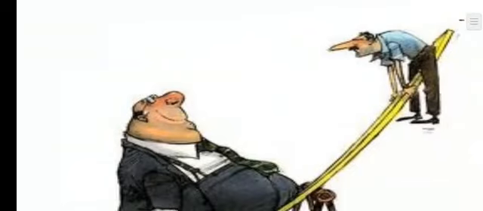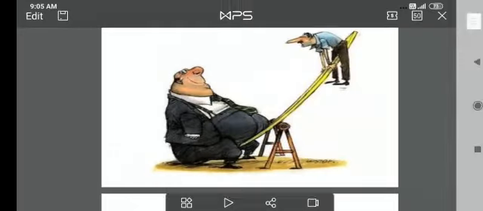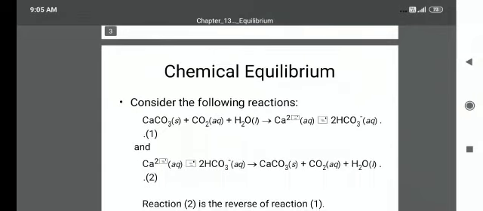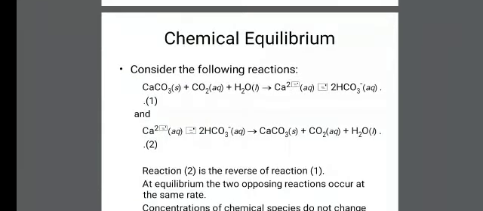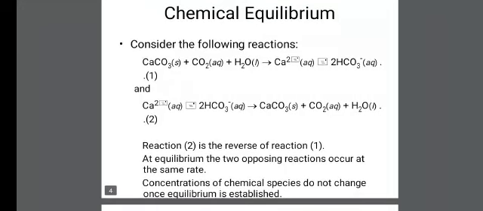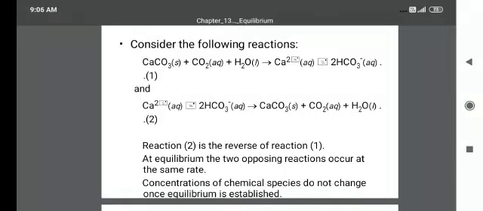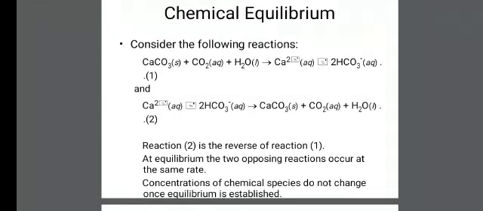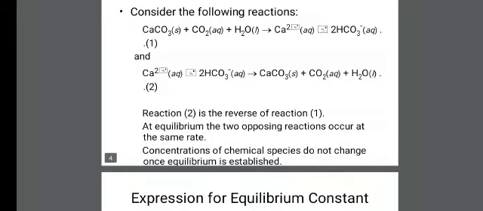What is equilibrium? This is not equilibrium. Chemical equilibrium. Consider the following reactions, reaction 1 and reaction 2. Reaction 2 is the reverse of reaction 1. At equilibrium, the two opposing reactions, forward reaction and backward reaction, occur at the same rate. The concentrations of chemical species do not change once equilibrium is established.